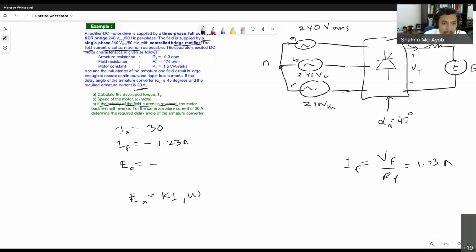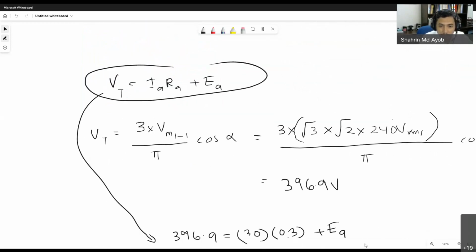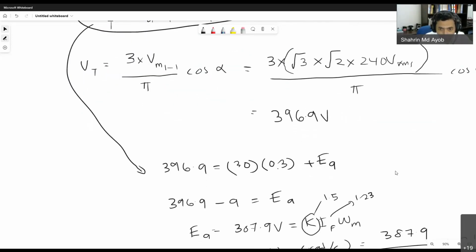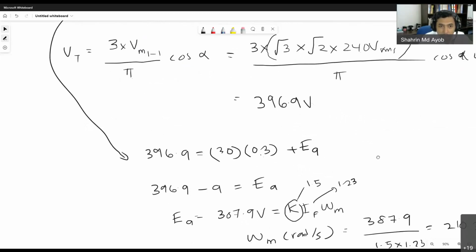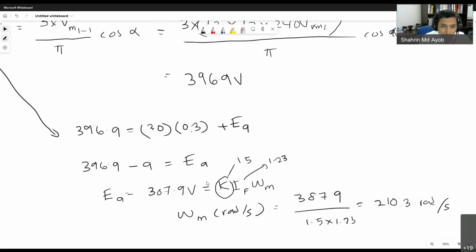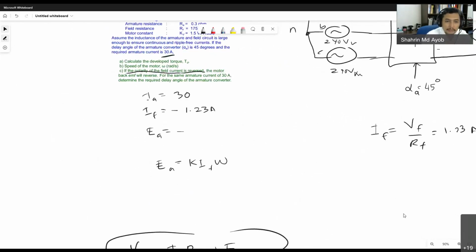Right now your I_F is negative 1.23, so your induced voltage should be negative. Since the only change is the polarity, the induced voltage is actually still the same, which is 387.9. So this one will be negative 387.9 volts. Okay, negative.